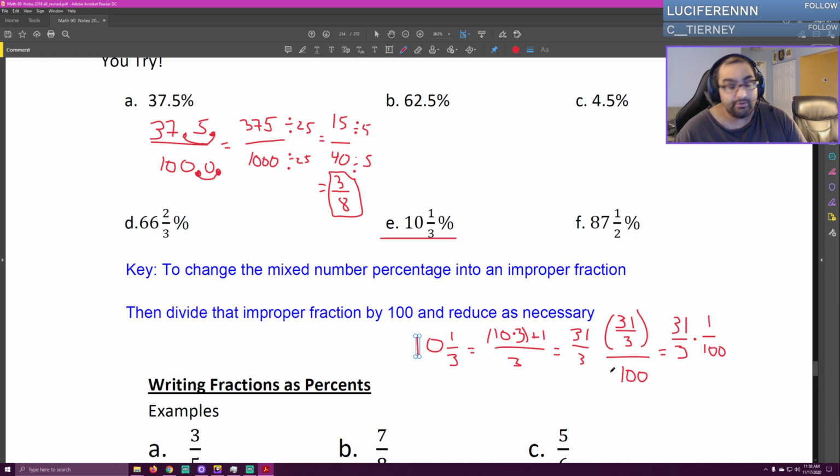In this case, unfortunately for us, 31 and 100 do not have any numbers in common that we can go ahead and divide by, where we can reduce. We're just going to multiply straight across here in this instance. So we get 31 over 300 here as our final answer for this problem. That's all you have to do for that part there. Pretty straightforward for that.